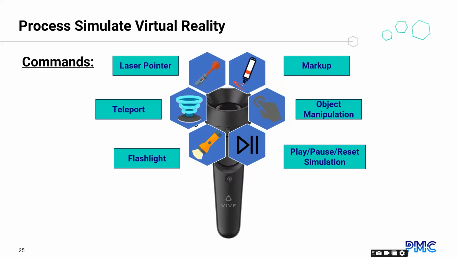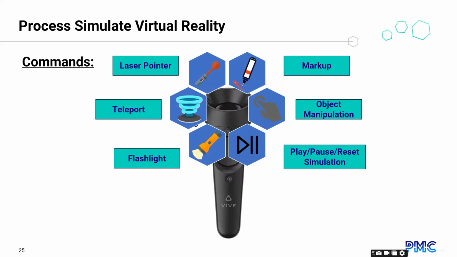We have object manipulation. For example, imagine that we have lots of robots in the scene. We can reposition one of them for a quick layout planning, for example, or some what-if evaluation during the engineering review. We can play, pause and reset the simulation anytime. We have the flashlight command, so we can see dark areas like underbody areas, for example.